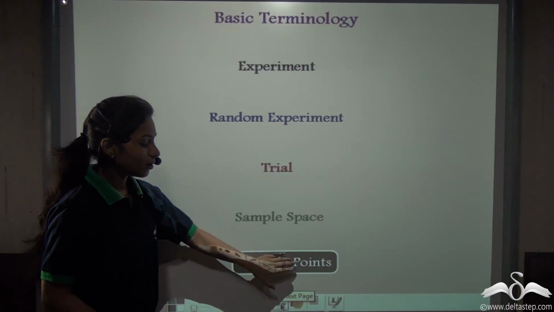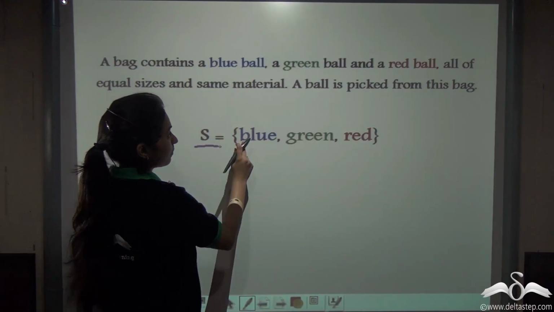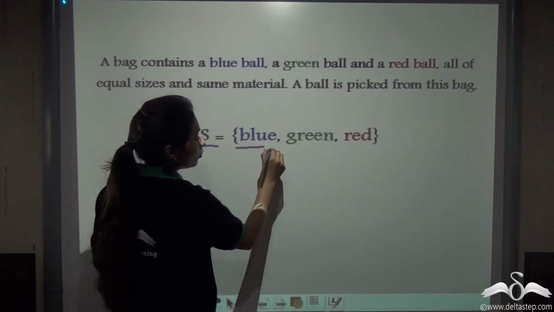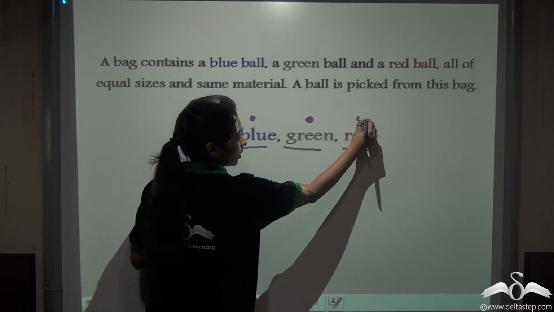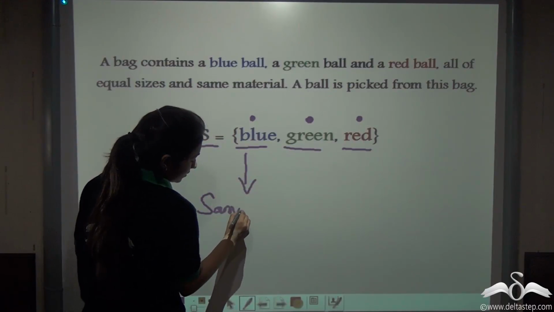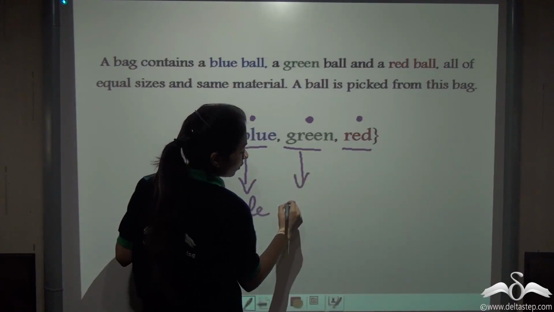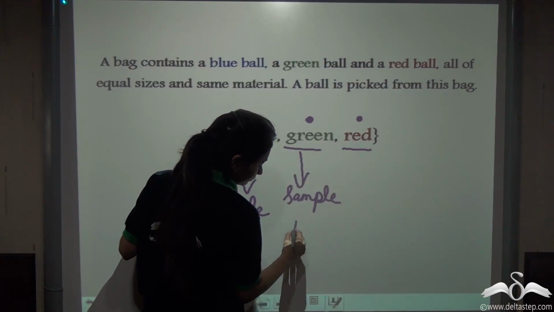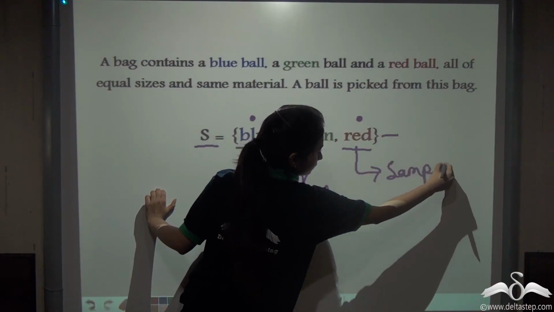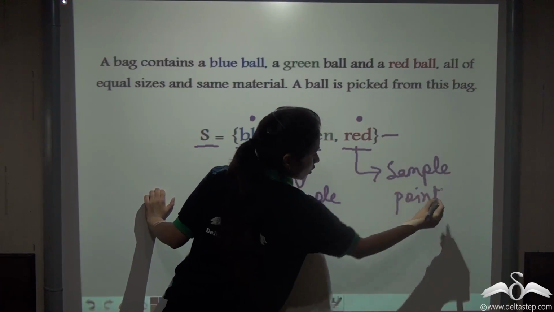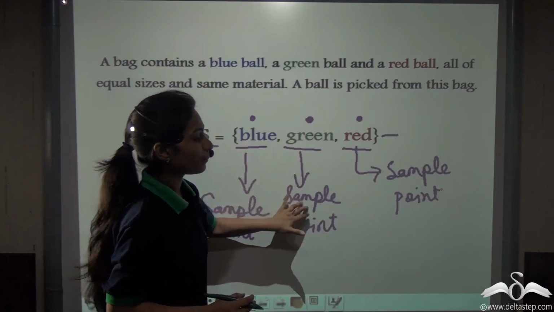Now we have a term called sample points. Well, just now you saw that the sample space of this example, where we are having a blue ball, green ball, and red ball, will be blue, green, and red. Now sample point is very easy. Each of these possible outcomes will be called a sample point. So each outcome or each result of the sample space will be known as a sample point.